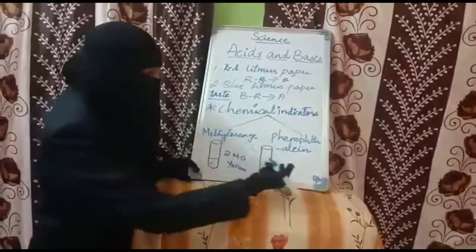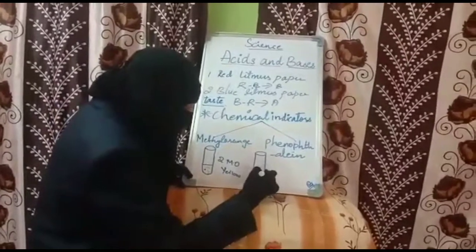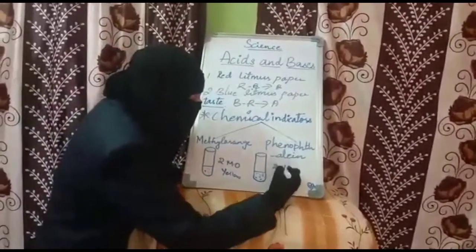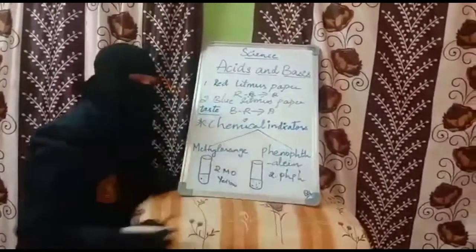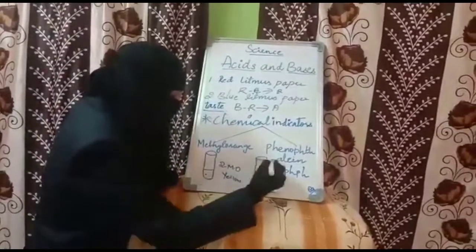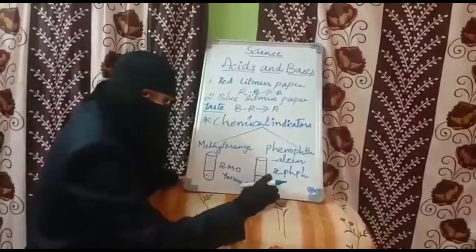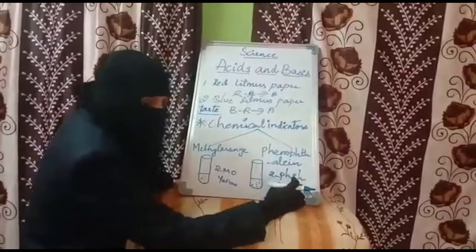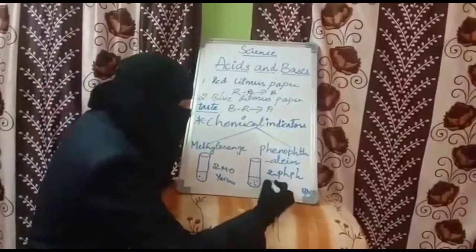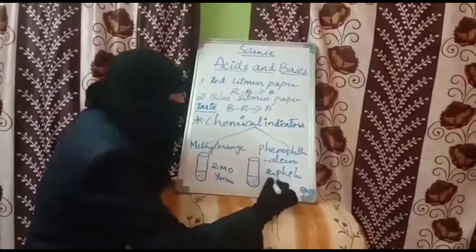Okay, now in the same way, take a sample of lime water into the test tube. Add 2 drops of phenolphthalein. You will observe that the lime water is colorless, right? Phenolphthalein is also colorless. But when this phenolphthalein reacts with this lime water, it converts the solution into pink color.